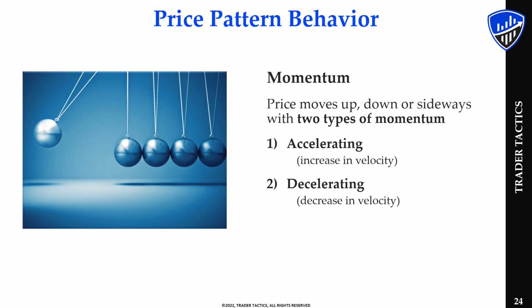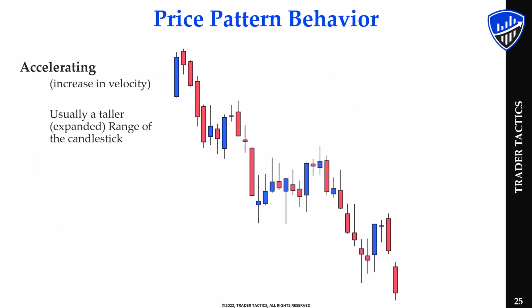So let me show you a visual of what this really looks like. We'll start with accelerating, so again, that's an increase in velocity. Now, we usually see this in the form of candlestick charts of taller or more expanded range candlesticks. Here are some examples. Notice these candlesticks are tall and could be either blue or red, it doesn't matter. It's just the height of the range of those candles. That means there's some accelerating buying pressure or accelerating selling pressure.